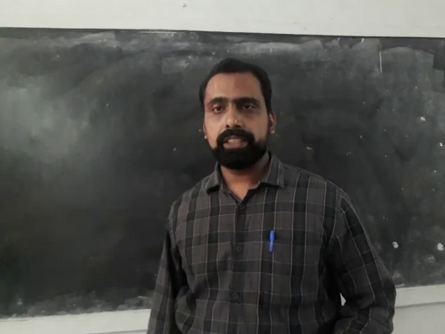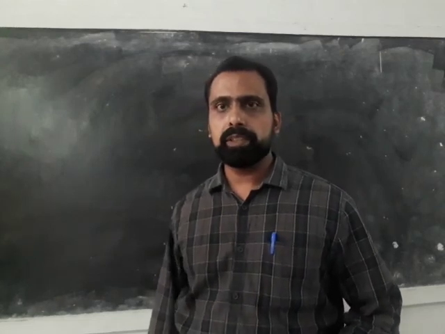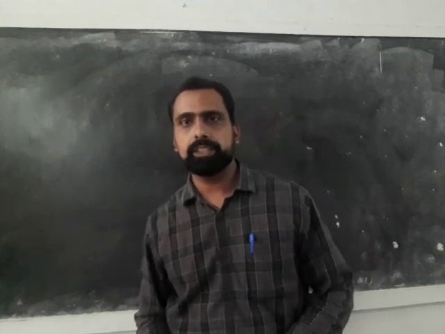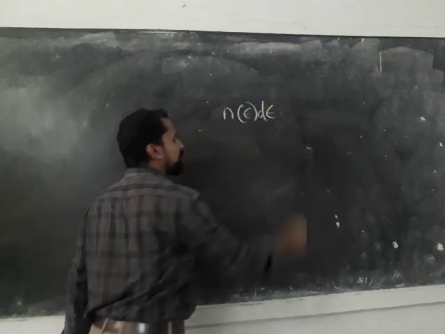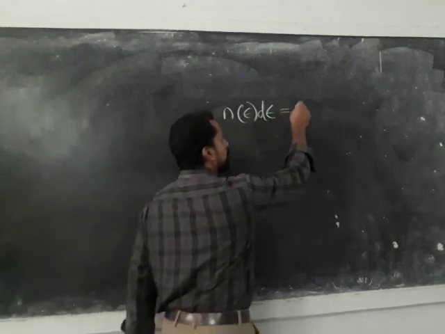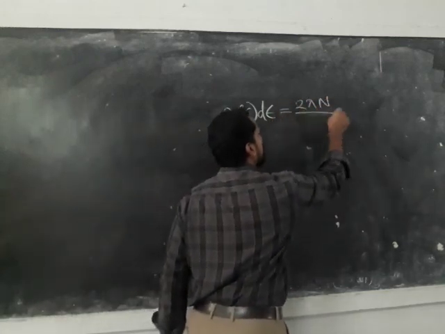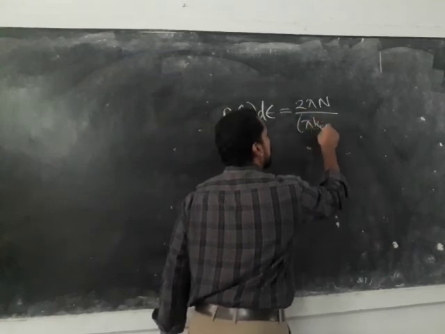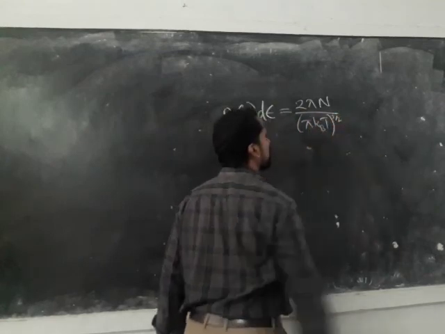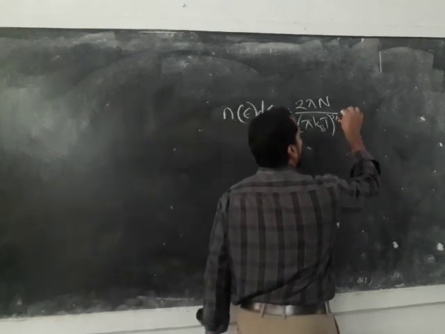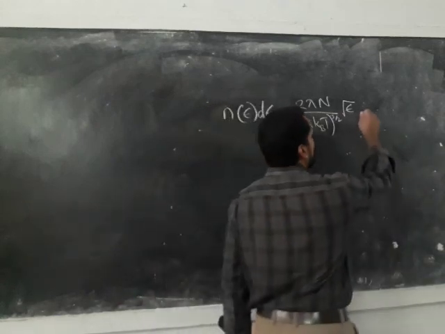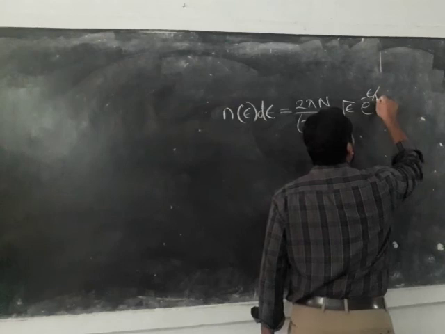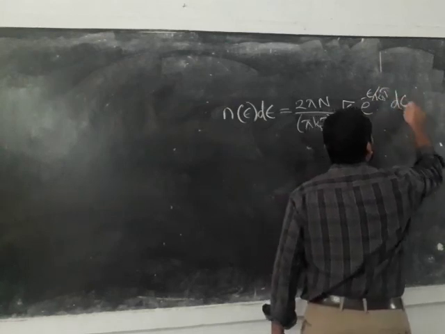So in statistical mechanics, in the last class we stopped at the molecular energy distribution, and we have the molecular energy distribution n of epsilon d epsilon, that is equal to 2 pi n divided by pi kBT all raised to 3 by 2, root epsilon e raised to minus epsilon by kBT d epsilon.